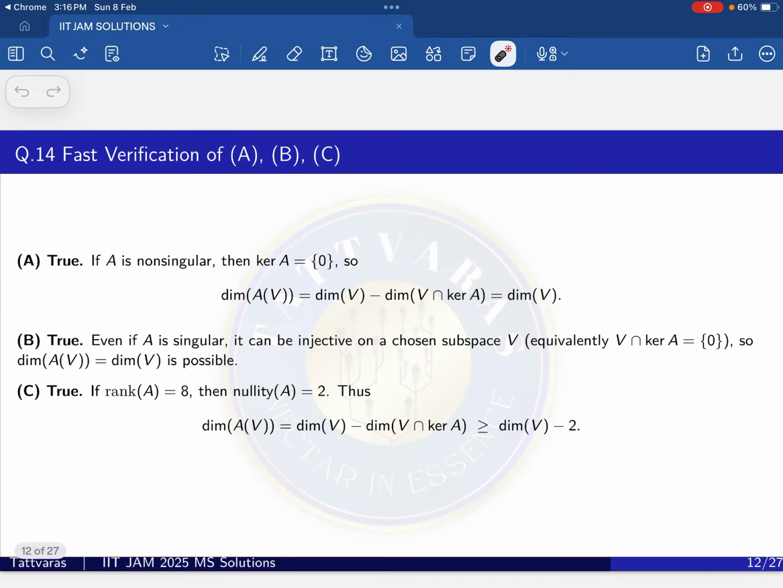So option A, it is saying that if A is non-singular, then the dimension of AV is equal to the dimension of V, which is indeed true, because A non-singular implies the kernel space, the null space, has only 0 in it. So the dimension of V intersection kernel space of A is the dimension of the set {0}. So there is only one element, it has dimension 0. So this is indeed true. So option A is correct.